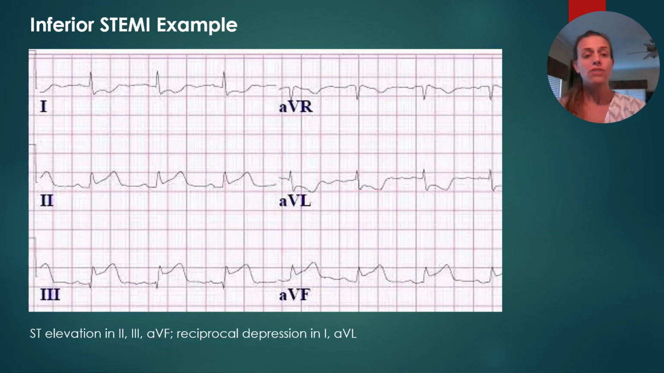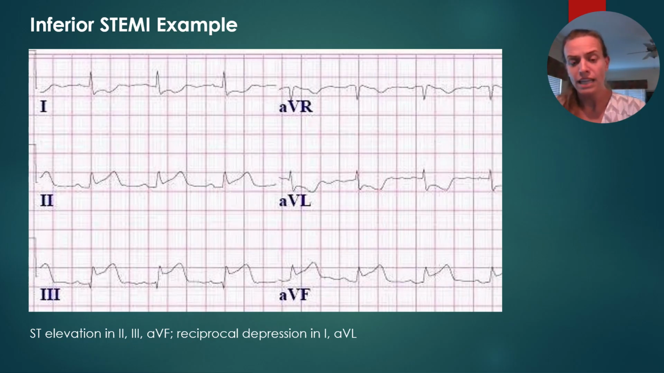So here's an example. We've already gone over STEMIs in depth in our cardiology segment, but here is a pretty basic and pretty obvious example of an inferior STEMI. We do see the elevation here in 2, 3, and aVF. Pretty significant there. Now, if you glance over at 1 and aVL, that's where we're seeing those reciprocal changes in depression.